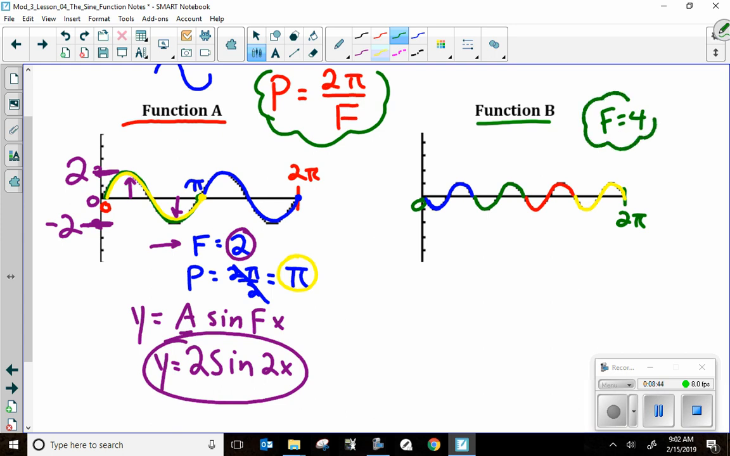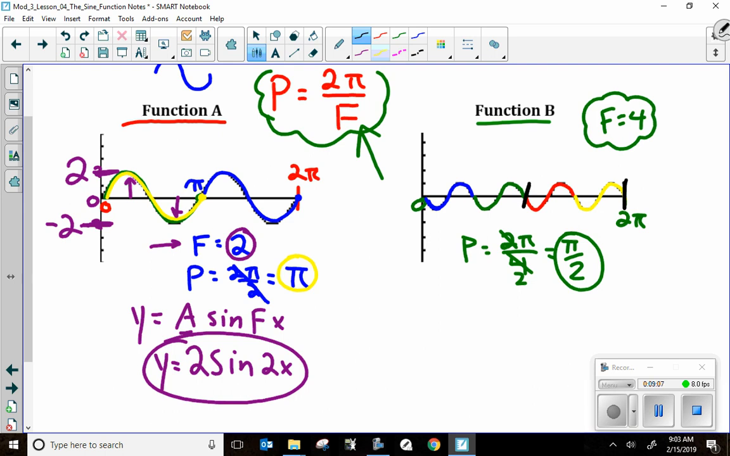That's going to help us write the equation, and that's also going to help us find the period. The period is 2 pi over the frequency, which is 4. 2 goes into 4 twice, so it's pi over 2. The length of one curve is pi over 2. So let's make sense out of this. If this is 2 pi, the halfway point is 1 pi. Half of 1 pi is pi over 2, and absolutely that's the length of one curve, pi over 2.